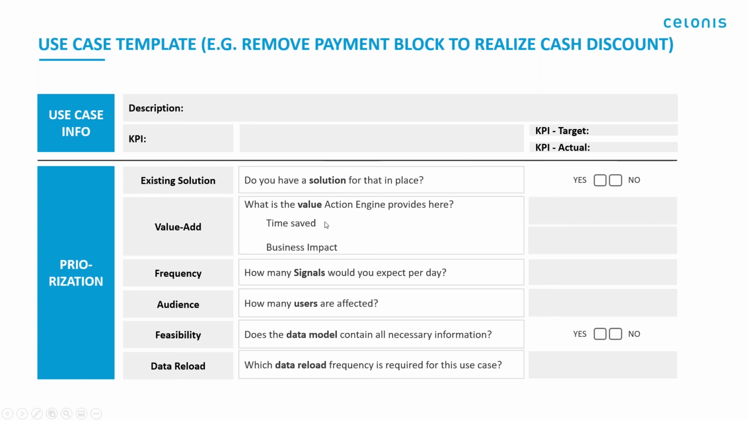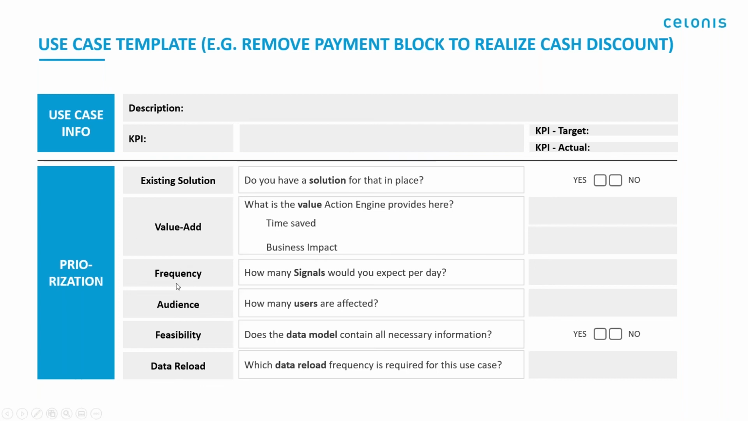The value add with respect to Action Engine typically has two dimensions. One is the time that is being saved, because the Action Engine automatically analyzes the data, communicates it to your business, and also helps in executing actions quickly. So it's a productivity gain here. And the second effect is a business impact. So what's the impact of a particular action on the process improvement? To give you an example, when thinking about the cash discount part, the business impact is simply the cash discount that we have saved by triggering the payment on time.